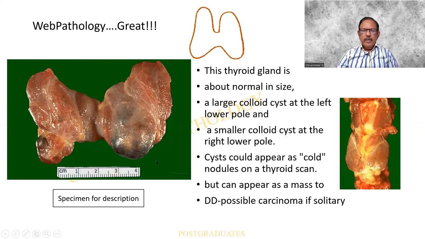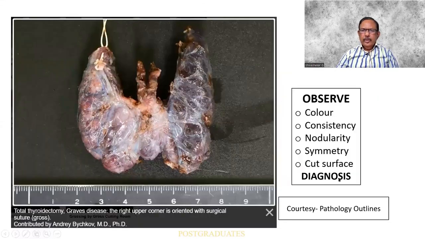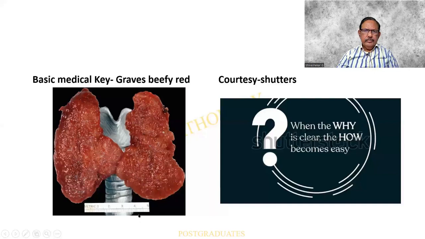Differential diagnosis will be a solitary nodule. We shall be seeing it. So you'll have to do all these things. Now observe the color, consistency, nodularity, symmetry, cut surface, and make a preliminary diagnosis. Thanks to Pathology Outlines, and the author is Henry Fishko. The beefy red is the classical color because of increased vascularity. Any of the endocrine lesions will have vascularity because they are endocrine and there is no duct as such. They directly empty all their secretions into the vascular system.